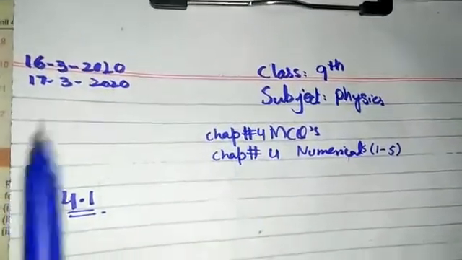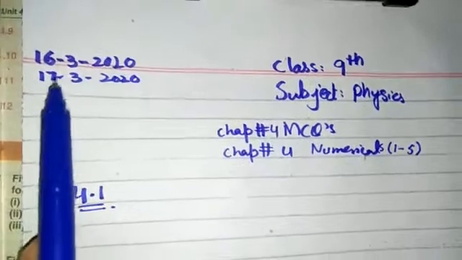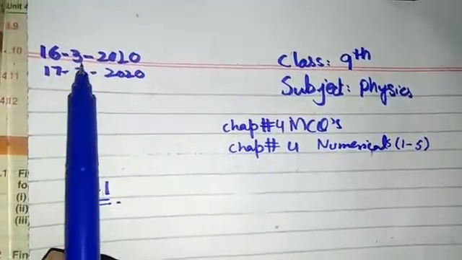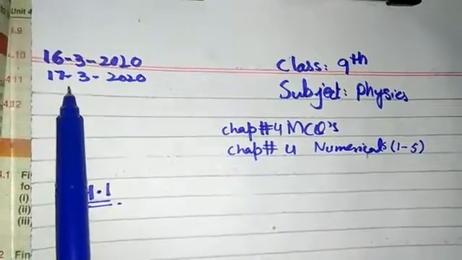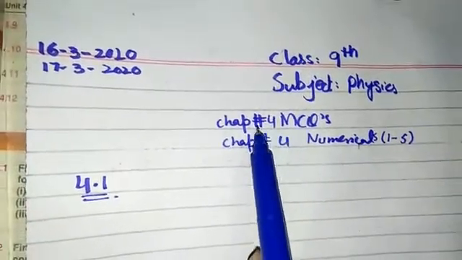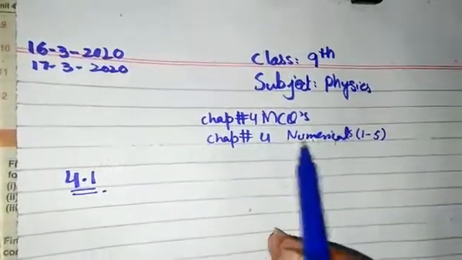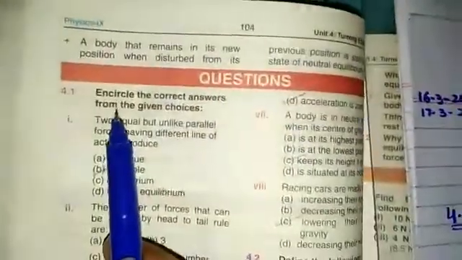Assalamu alaikum, 9th class. Today we are doing the diary of 16 March and 17 March. So today we are doing chapter number 4 MCQs and chapter number 4 numerical number 1 to 5. First we have to do the MCQs of chapter number 4.